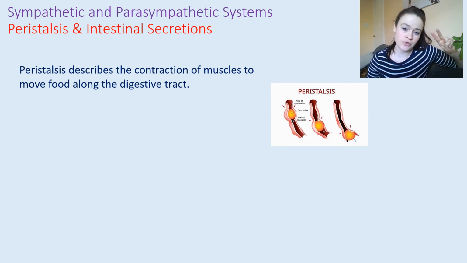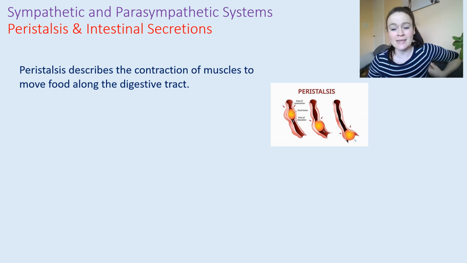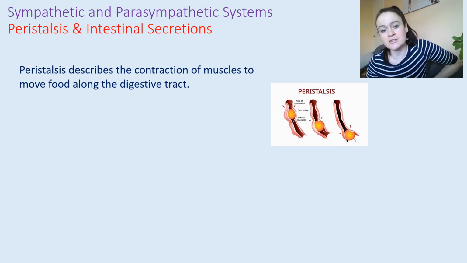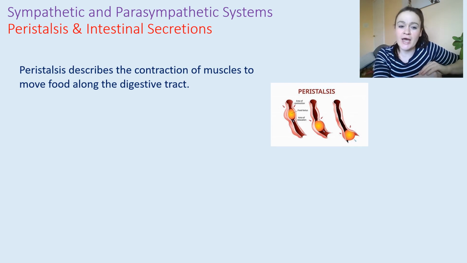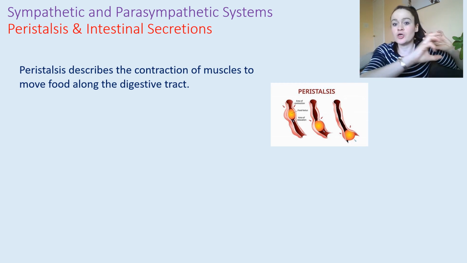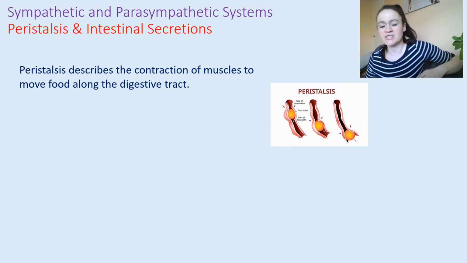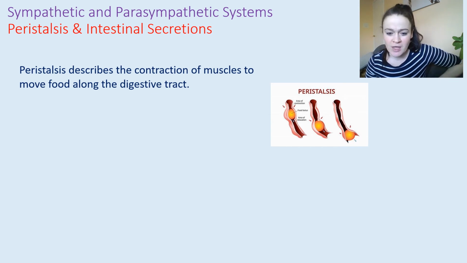It affects two things, your sympathetic and parasympathetic system. It affects peristalsis and intestinal secretions. Now, peristalsis is the contraction of muscles in the digestive system to move food along, or food that's waiting to be digested. So if you look at this diagram here, what peristalsis is, it's the contraction of the muscles behind a ball of food to push the ball of food down.